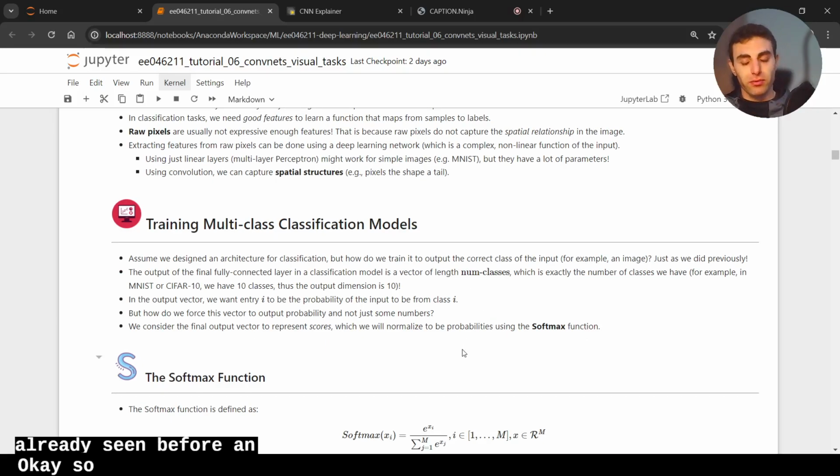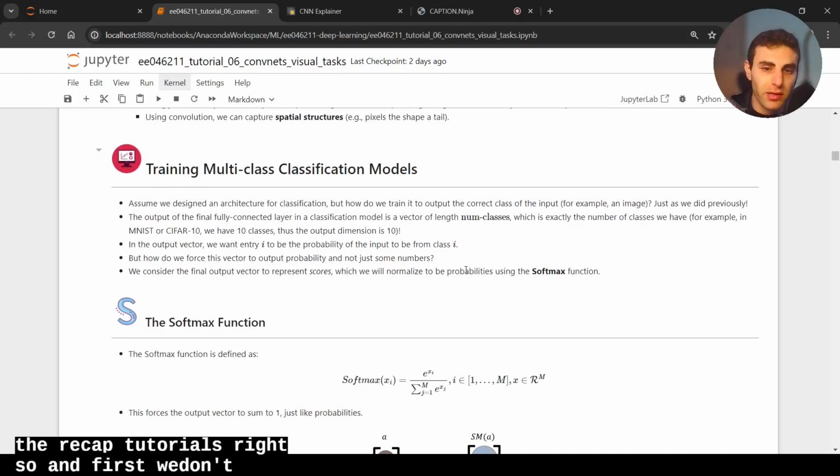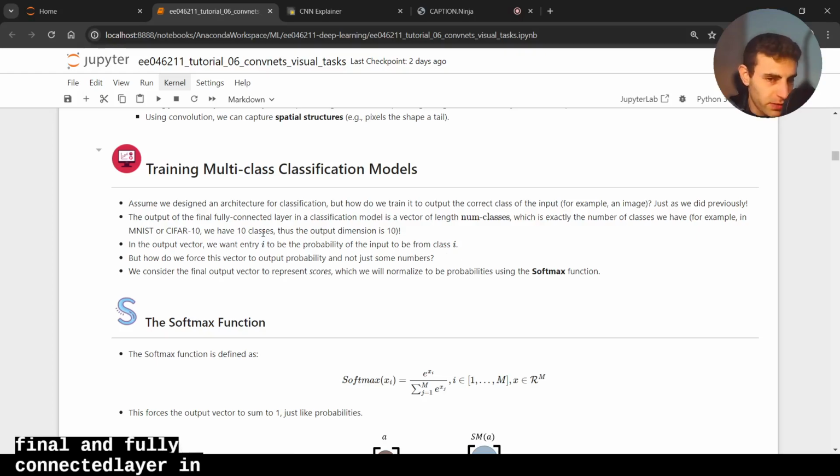Okay. So we are going to do this like in the recap tutorials, right? At first, for now, you can just think of general data, non-image related data. So let's say we have some architecture that outputs some features, and eventually we end up with some vector of features that needs to be transformed into some classification vector, which is going to give us the correct label of the input data we are trying to classify. So the output of the final fully connected layer in a classification neural network is a vector of the length of num classes, right?